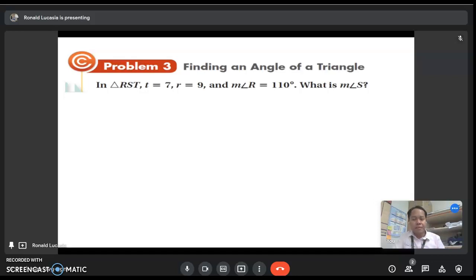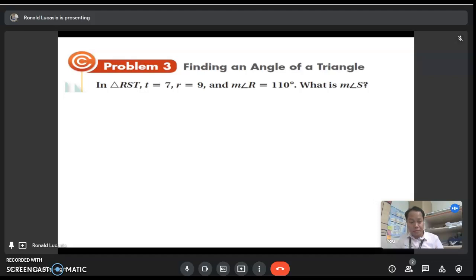The last example is finding an angle of a triangle. We can still use the law of sine when finding an angle of a triangle. So in triangle RST, side T is 7, side R is 9, and the measure of angle R is 110 degrees. What is the measure of angle S?